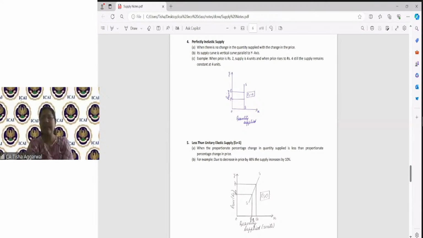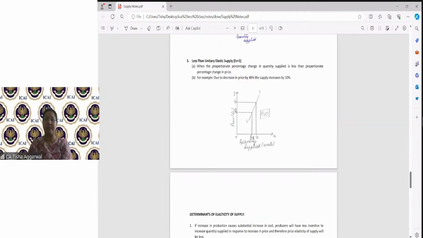And the last one is less than unitary elastic supply. When I talk about less than unitary elastic supply, when the percentage change in quantity supplied is less than the percentage change in price, that is what is known as less than unitary elastic supply. Look at this. The change in price is around 40%, but the supply increases only by 10%. Okay. This is what is known as less than unitary elastic supply.